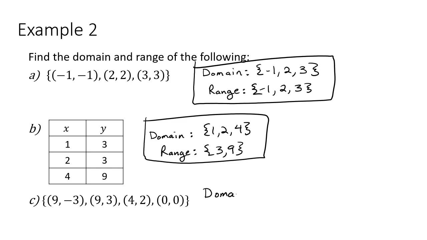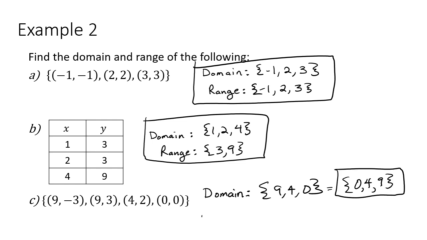So the domain, the set of all first coordinates, would just be 9, 4, and 0. Technically, it doesn't matter what order you write these in, but if you would like it to be easy for the reader, you might write them in ascending order from smallest to biggest. And then the range would be the set of all y coordinates, which would be -3, 3, 2, and 0. And I'll go ahead and write these in order to begin with. We've got -3, 0, positive 2, and positive 3.